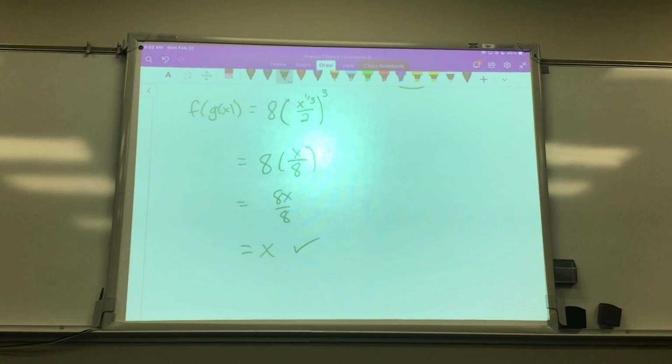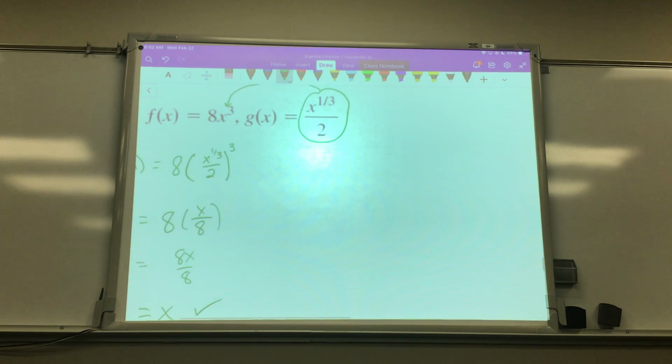Okay. So we're good that way, right? Does one way work though? Okay. You have to do both. Because sometimes f of g of x will equal x, but then g of f of x will not equal x. Okay. You have to compose both ways.